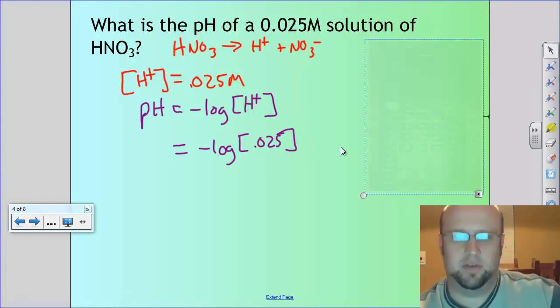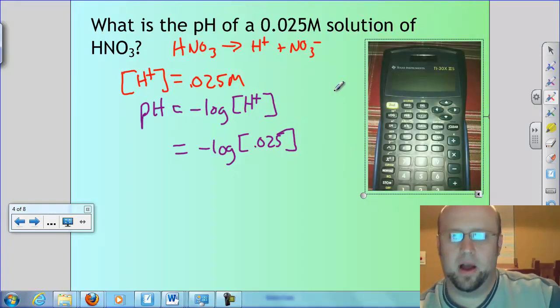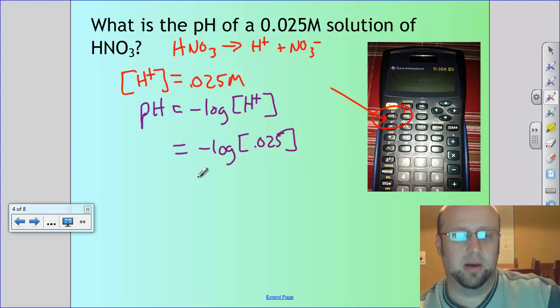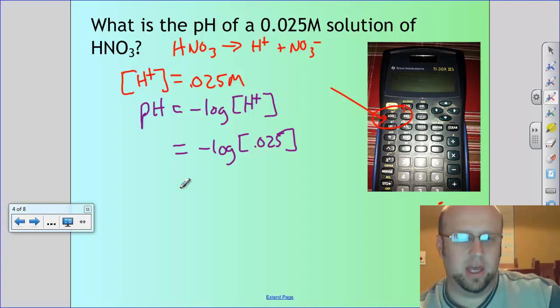So if you look at your calculators, okay, right here on your calculator is the log key. So you very simply punch into the calculator, you hit negative log. Don't hit the minus sign, hit the little negative key down here. I should have taken a bigger picture. Hit the negative key, the log, and then 0.025, and just hit enter.